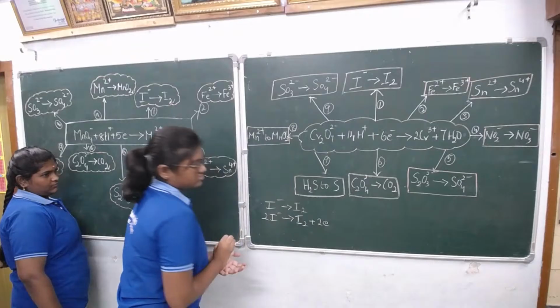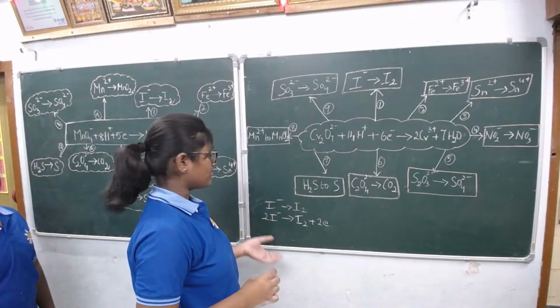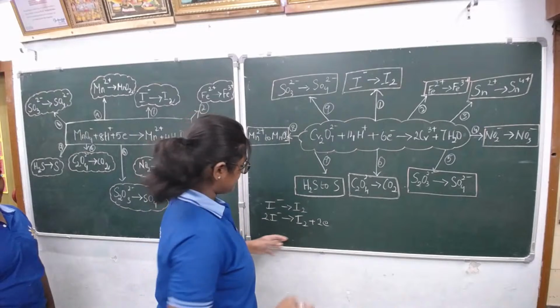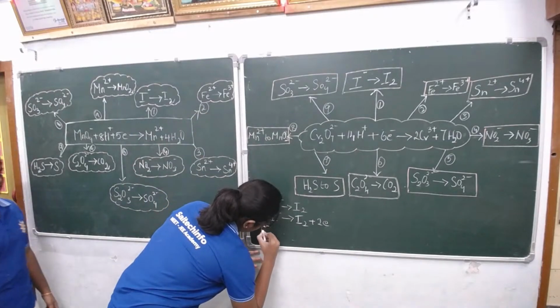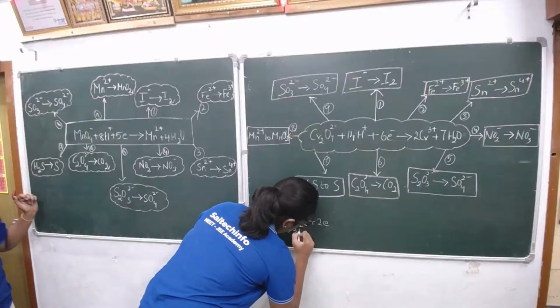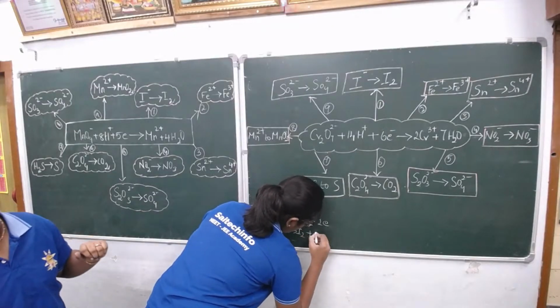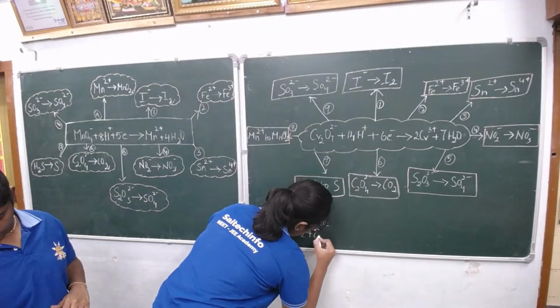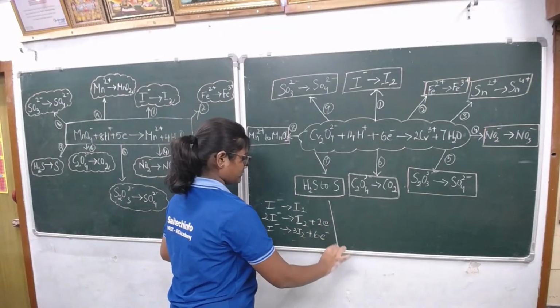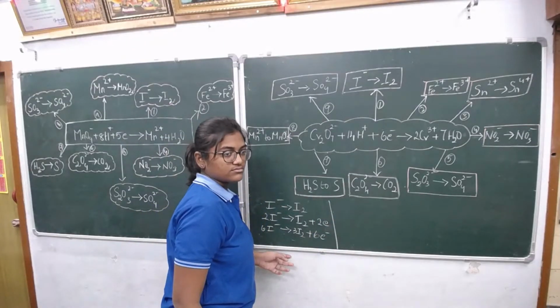Now you can combine these two. That is 6, this is 2, so multiply by 3. That is 6I minus equals 3I2 plus 6 electrons. Now put a vertical line and combine these two equations. Now you have got the redox reaction.